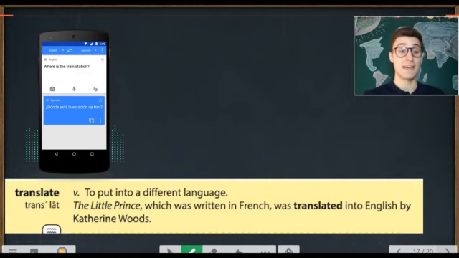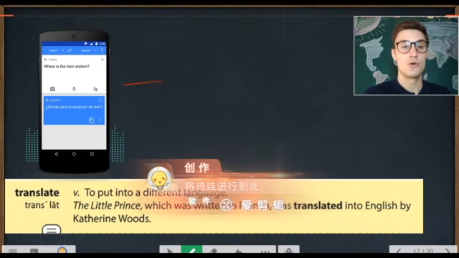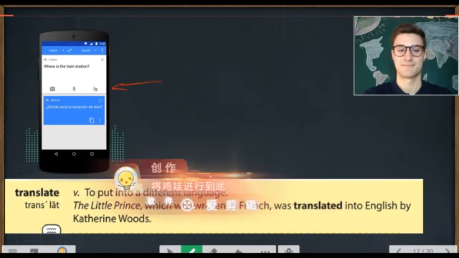And the next word is translate. Great. You know this meaning, right? To translate is to put in a different language. What do you use to translate? Do you use a translating app? Do you use a dictionary? I use Google Translate.